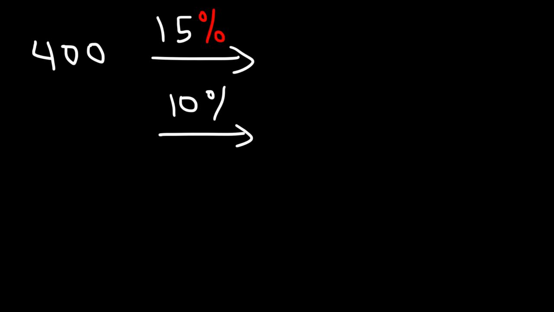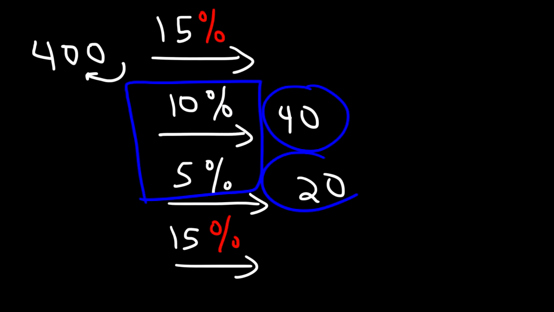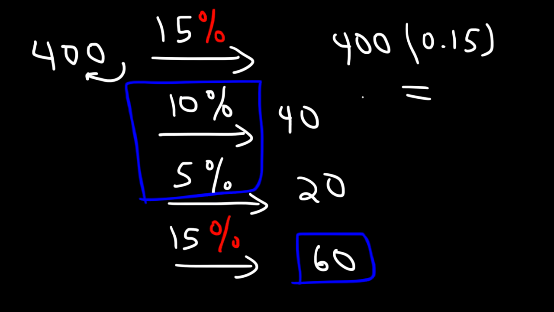Now here's another problem. What is 15% of 400? What would you do in this situation? Well, first, let's find out what 10% is equal to. 10% of 400 is 40. Now what is 5% of 400? 5% is half of 10%. So if 10% is 40, 5% is 20. Now, 15% is the sum of 5% plus 10%. So therefore, 15% is going to be 40 plus 20, which in this case is 60. So this is 15% of 400. That's 60. And to check it, let's multiply 400 by 0.15. And so you should get 60.